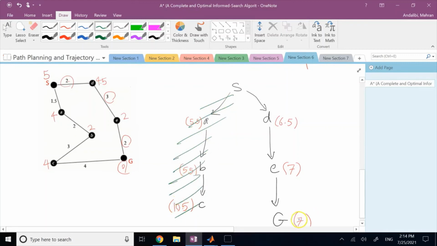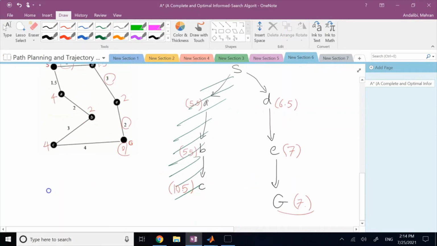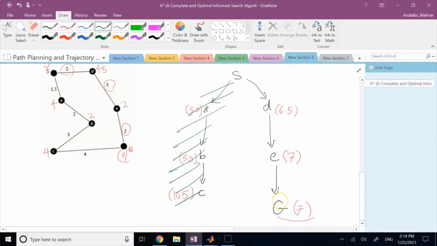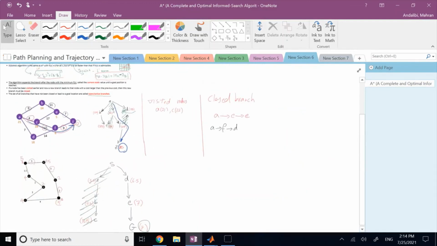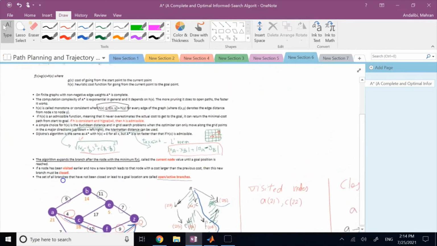Because on this branch I reached the goal, my cost is already less than the other branch, so there is no way pursuing that branch and expanding it. So that is my good path, S to D, D to E, E to G, and the total cost is 7. Done. Okay, so that's how you look at an A star problem.